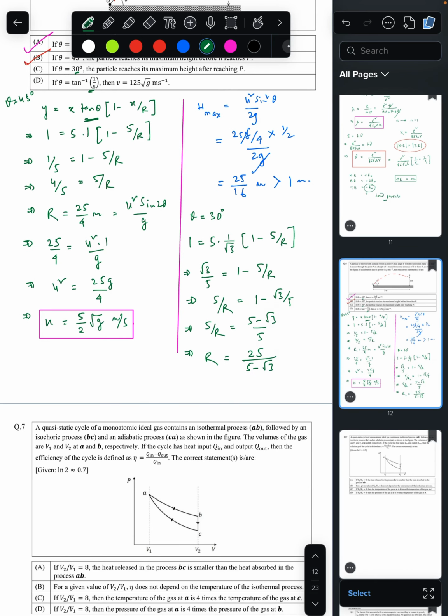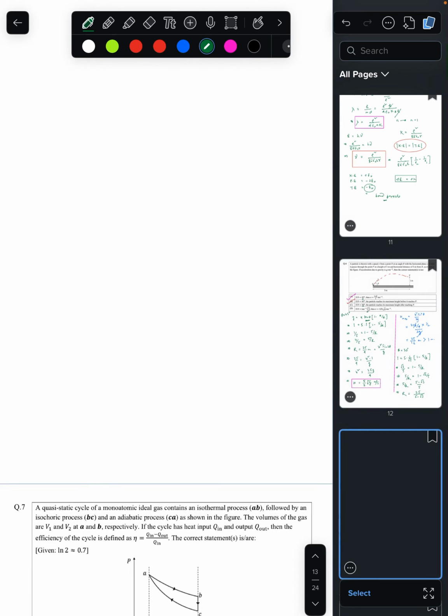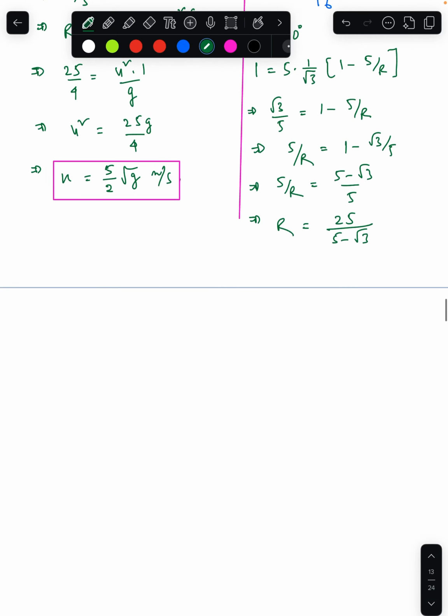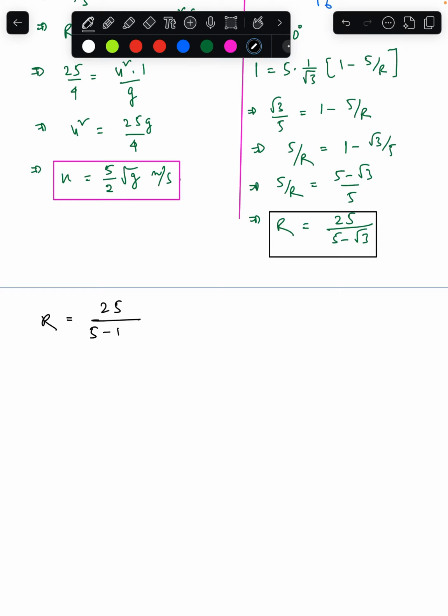Correct? Now we will go through the calculation. There will be a little bit of calculation, not much. If you look at this data, the R value, R approximately comes 25 divided by (5 minus 1.7). So this becomes 25 divided by 3.3, which is approximately nearly equal to 8 meter.